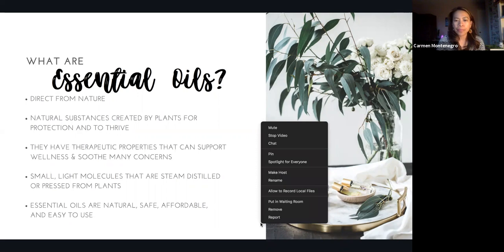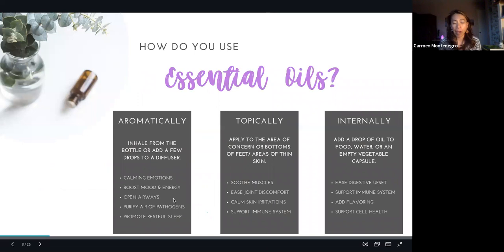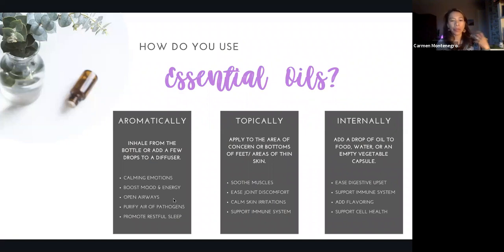There are three ways to use them: aromatically, topically, and internally. Aromatically, we can inhale them directly from the bottle, or use them with a diffuser. Are you familiar with diffusers? Yes. So we can put them in a diffuser, or you can put them on jewelry, the kind that has a lava stone. I saw some nurses who put it in their bracelet or necklace, and you can put essential oil there so you can inhale them as well.